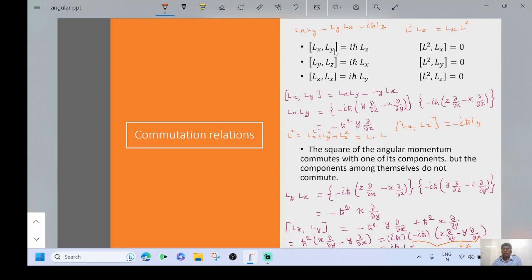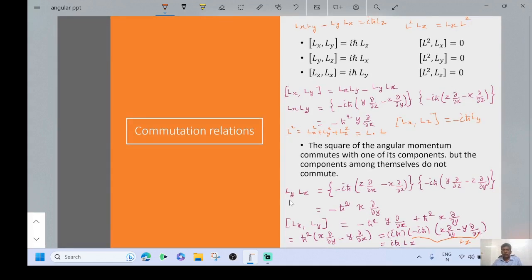Then [Lx, Ly] equal to i h cross Lz. To prove this, Lx Ly minus Ly Lx should be calculated. Lx operator is this much. Ly is this much. Multiply these two things. Minus into minus plus. Then i square is minus 1. h cross into h cross square. So minus h cross square. Write down this y as such. This dou by dou z is operating on this z. The value is 1, then remaining this dou by dou x is present. All other terms are 0.